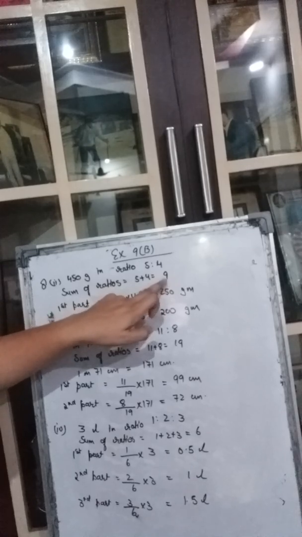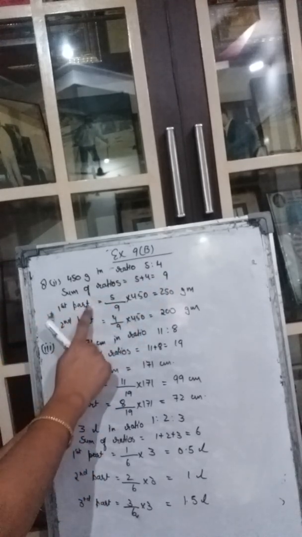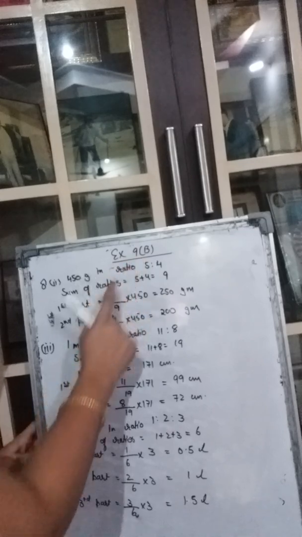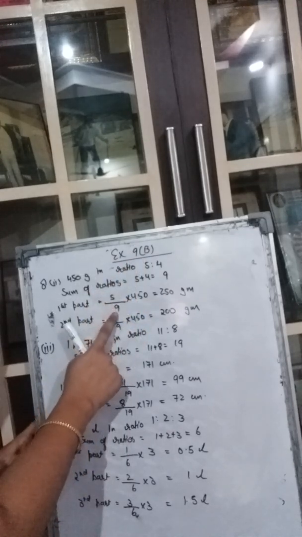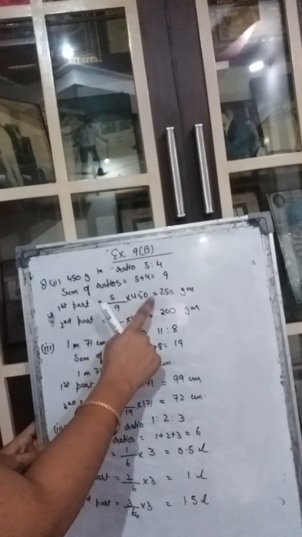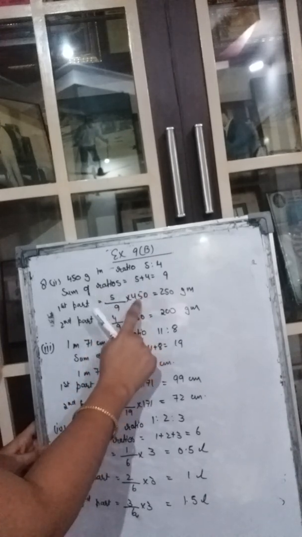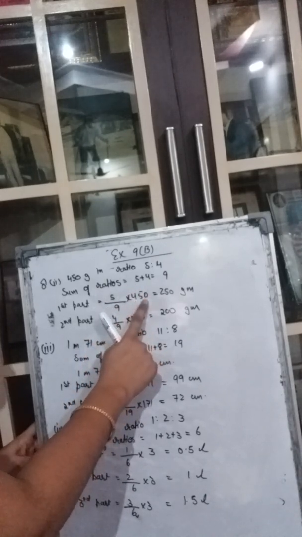Okay. And what is the formula for that? First part will be, write the first ratio upon the sum of the ratio: 5 upon 9 into whatever the quantity you have to divide, into 450. Got it?